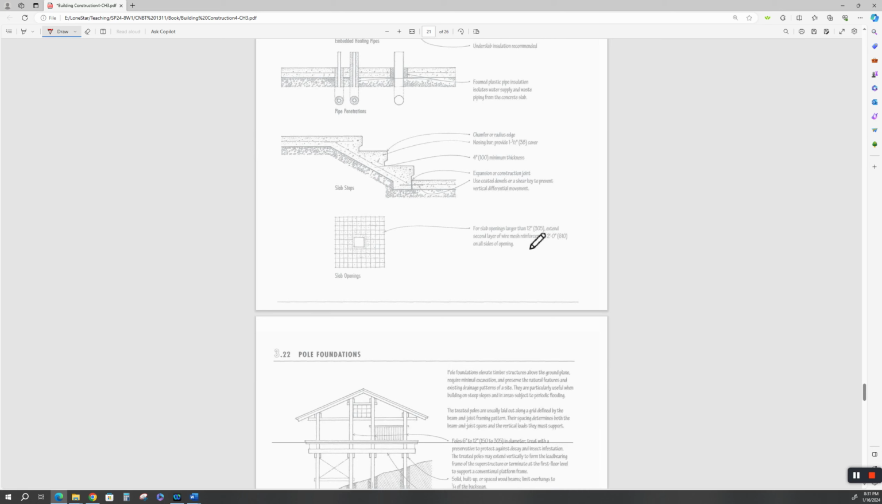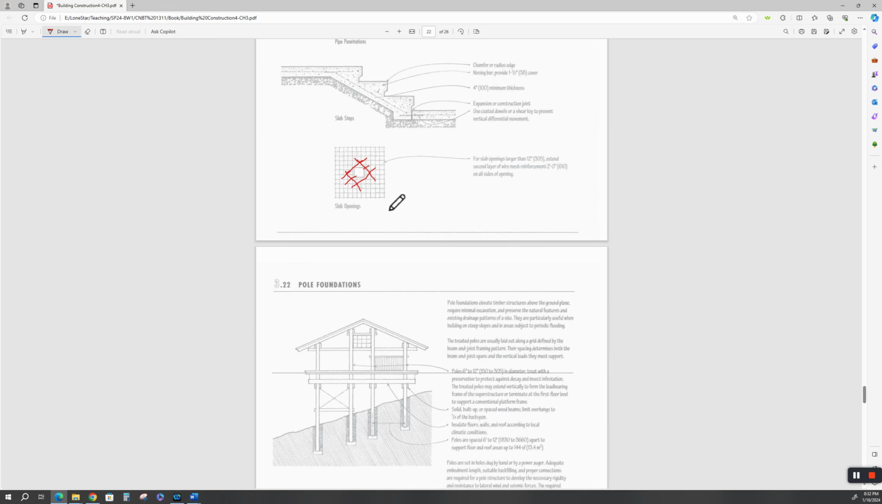Slab openings larger than 12 inches, extend a second layer of wire mesh reinforcement on all sides. Generally what we used to do is we would put extra rebar in around these large openings. Extra rebar. And why is that? Because of that diagonal cracking that tends to happen in square openings if things get stressed.